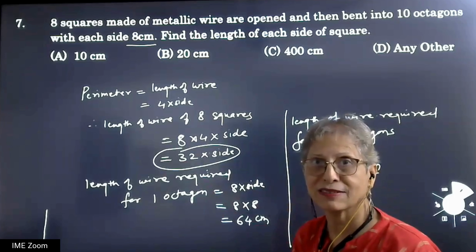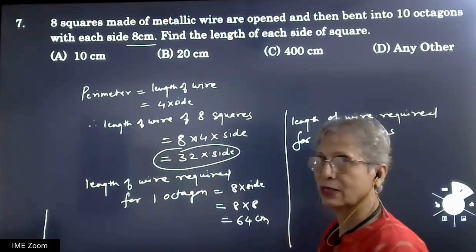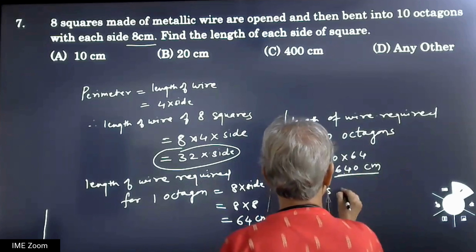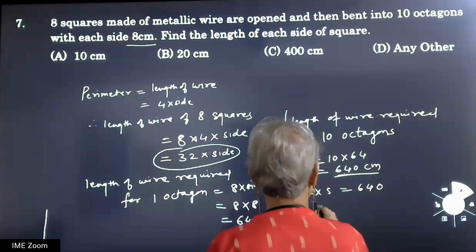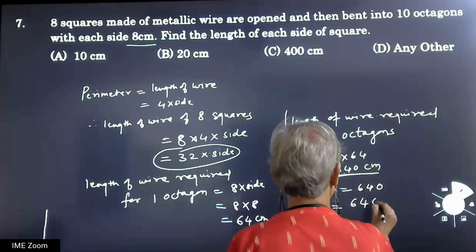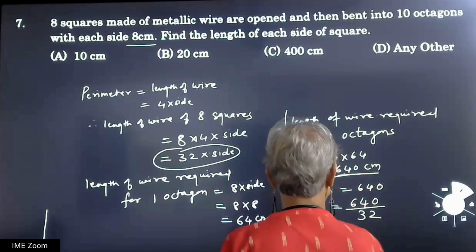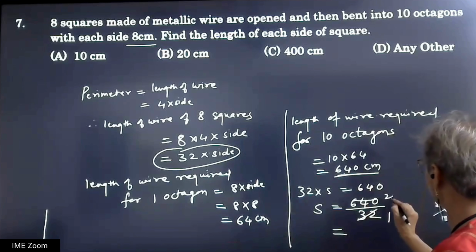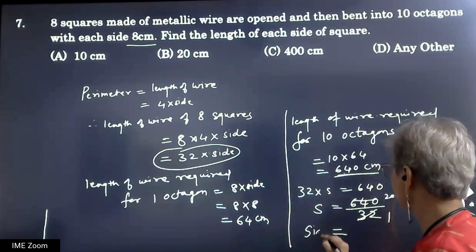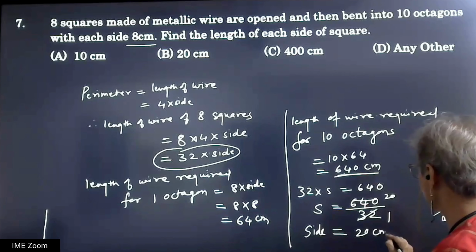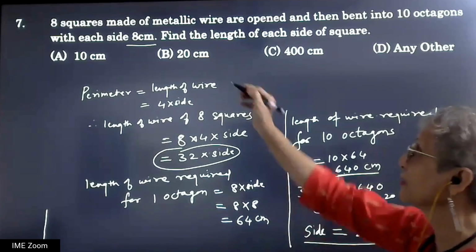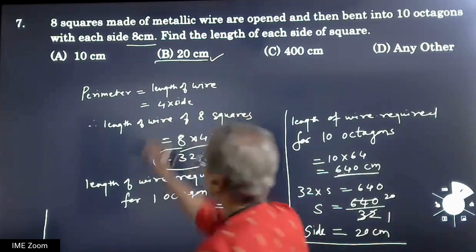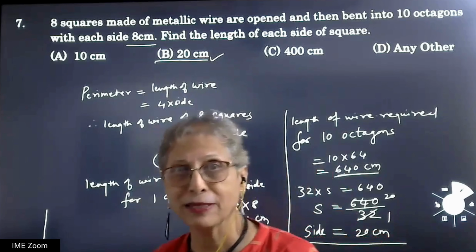Now, this wire is obtained from opening these 8 squares. So that means this length and these lengths are equal. So let us write down, therefore 32 into S is equal to 640. And therefore S is equal to 640 upon 32. And now 32 twos are 64. And therefore answer, side is equal to 20 centimeters. So side of that square is 20 centimeters. Option is B.